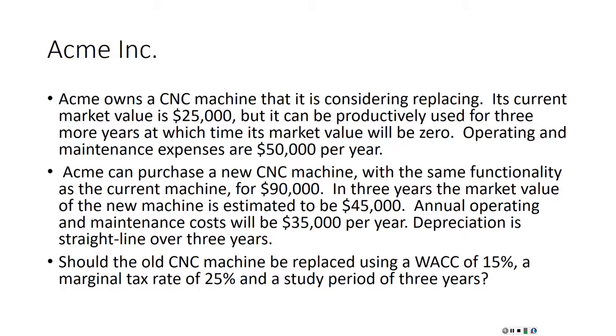Acme can purchase a new CNC machine with the same functionality as the current machine for $90,000. In 3 years, the market value of the new machine is estimated to be $45,000. Annual operating and maintenance costs will be $35,000 per year. Depreciation is straight line over 3 years.